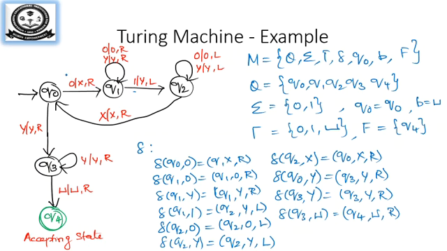So you can check how many rules I have written. You can see 1, 2, 3, 4, 5, 6, 7, 8, 9, 10. So 10 transitions are written. So this is your automaton. So let us see how with this machine the input string is accepted. I will give an example.